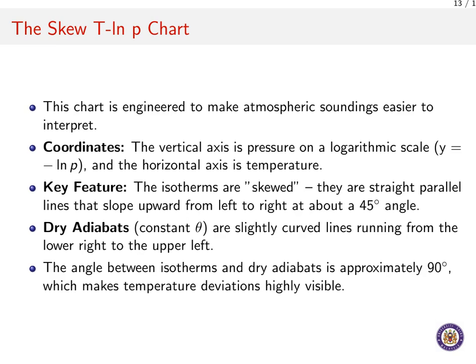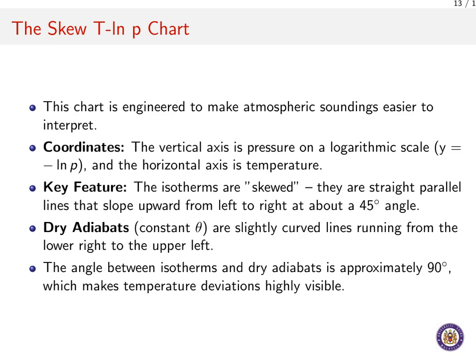The vertical axis represents pressure on a logarithmic scale, specifically as negative natural log of P, which means pressure decreases as you go up the chart, just like in the atmosphere. The horizontal axis is simply temperature. The key feature and where the chart gets its name is that the isotherms are skewed.